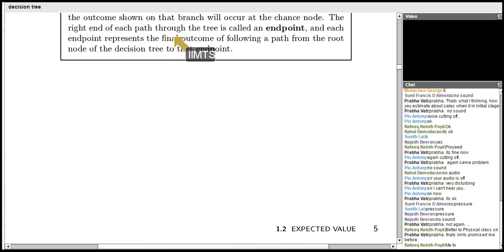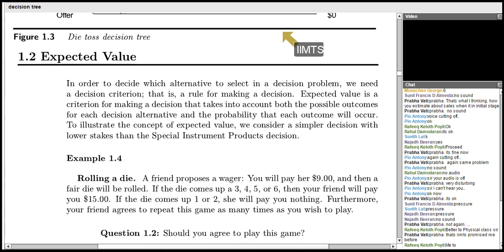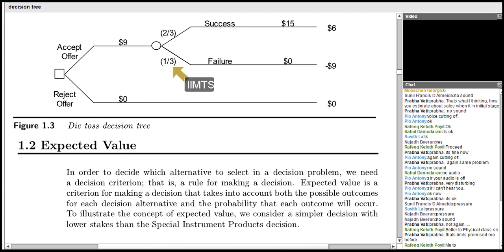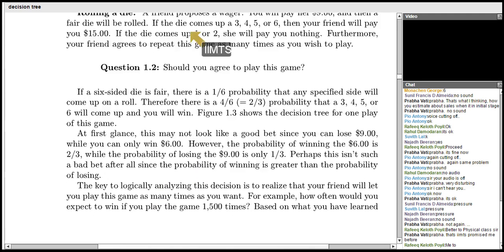And the right end of each path through the tree is called the end point. And each endpoint represents the final outcome of following a path from the root node of the decision tree to the endpoint. Now that's something a little bit to clear up a few things. Now here you can see it again. Now, for example, this decision tree is for this particular example. So let's take a look at it again and see what's going to come out of it.